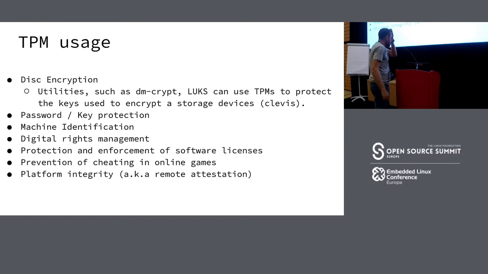So some of the usages for a TPM: it's quite commonly used for disk encryption. So if a drive was removed, for example, from a laptop, the TPM would no longer be present, so you wouldn't be able to get the data from the drive. It's also used for password key protection, machine identification. It's been used in gaming to stop people cheating. And then, as said earlier, platform integrity, which is what we're interested in here. That's a particular use of the TPM that we're using in Keylime.